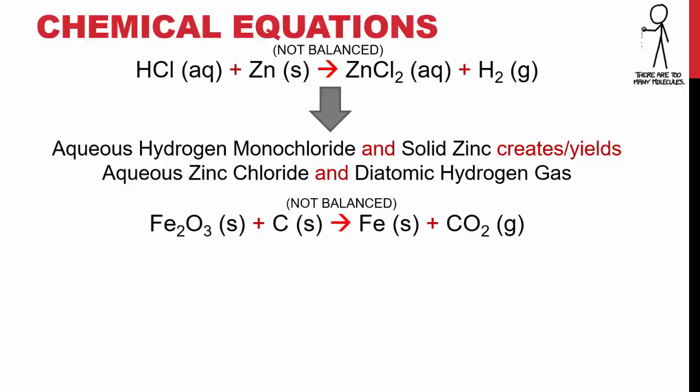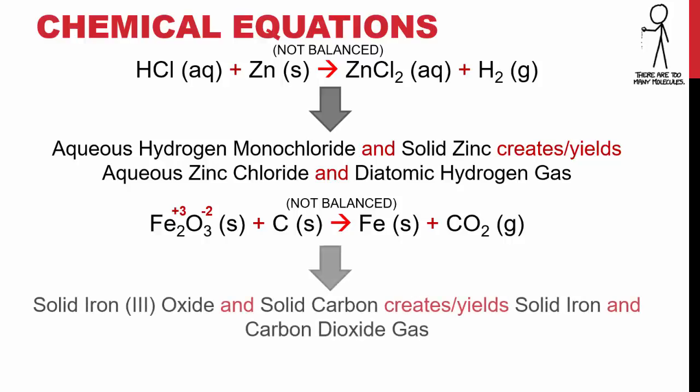Another example would be Fe2O3 solid plus C solid yields Fe solid plus CO2 gas. So now we're going to read this properly. You need to know the charges on that ionic compound because iron is a transition metal which has multiple positive charges, and if you recall, we need Roman numerals for that. It is solid iron(III) oxide plus solid carbon, which yields solid iron and carbon dioxide gas.